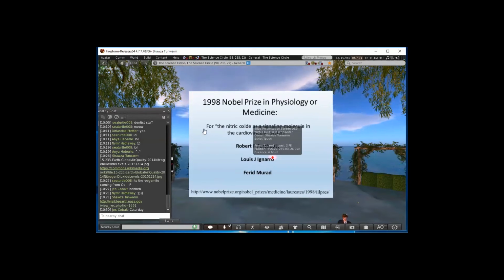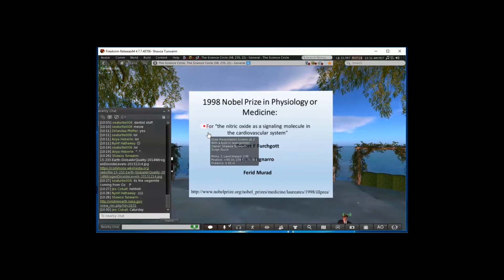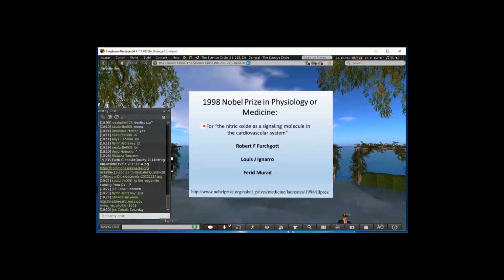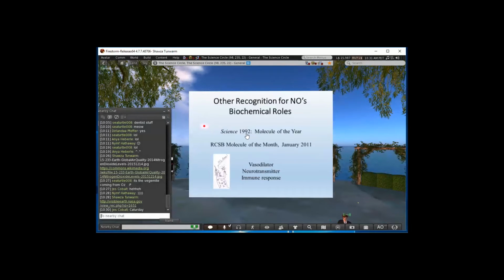Because in 1998, the Nobel Prize for Physiology and Medicine was given to Robert F. Furchgott, Louis Ignarro, and Ferid Murad for the discovery of nitric oxide as a signaling molecule in the cardiovascular system. And in fact, it was 1991, 1992 when these discoveries were made, and in 1992, Science made nitric oxide their molecule of the year.